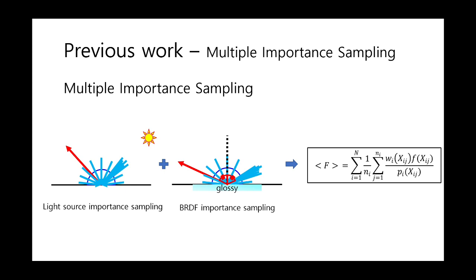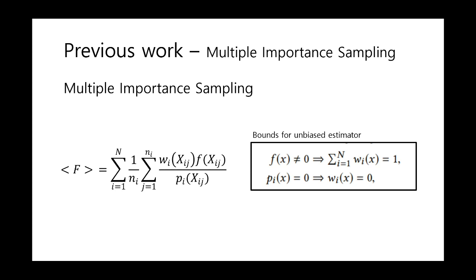There are many factors that influence the importance of sampling, such as incoming radiance, BRDF, visibility, and cosine terms. MIS enables combining different sampling techniques that consider each factor in a robust way to form a better MC estimator. This is the MIS estimator. W is a weighting function indicating the importance of each sampling technique. Under that condition, the MIS estimator is unbiased for any weighting function.